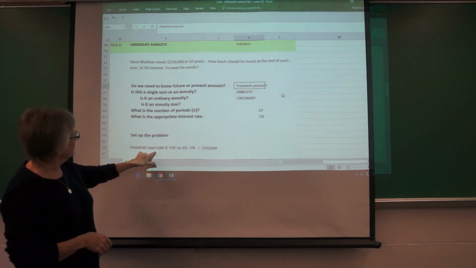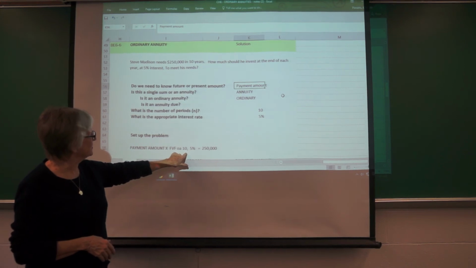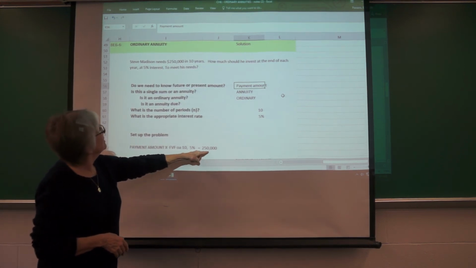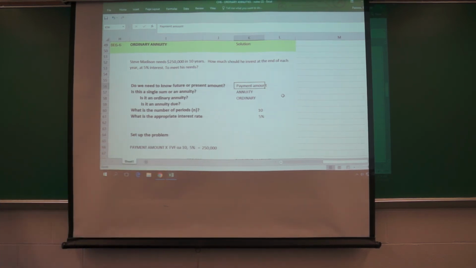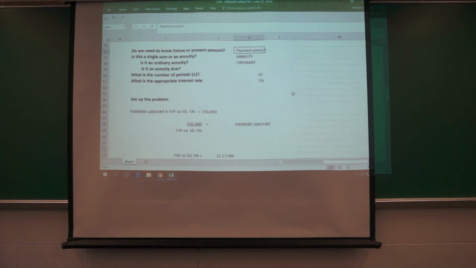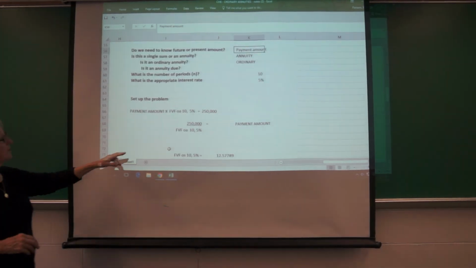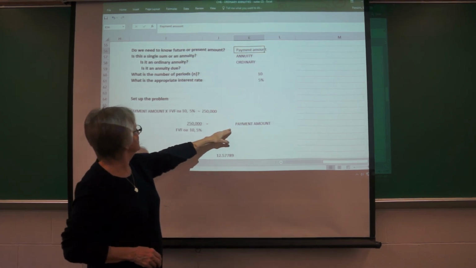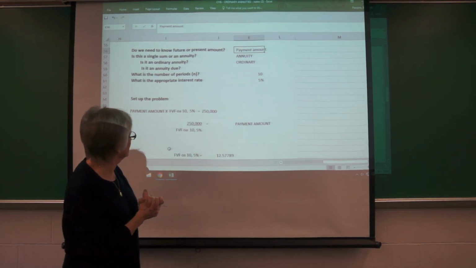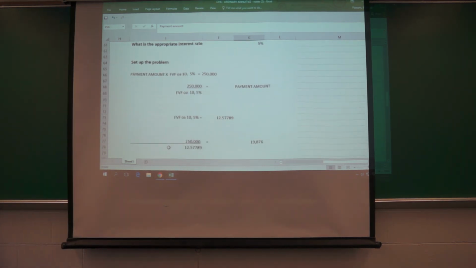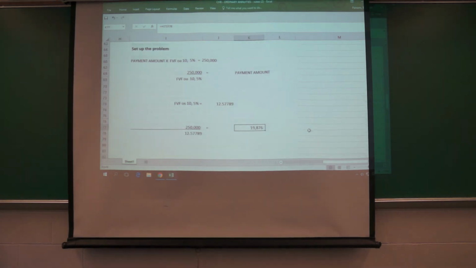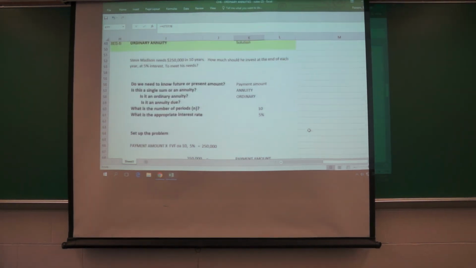So when you're setting up the problem, you just have to think a little bit. The payment amount times the future value factor gives you how much he's going to need. So when we do the math on this, we're taking the 250,000 divided by the future value factor, which is going to give you the amount of the payment that is needed. So we get the factor, and you're going to have to make a payment of $19,896.